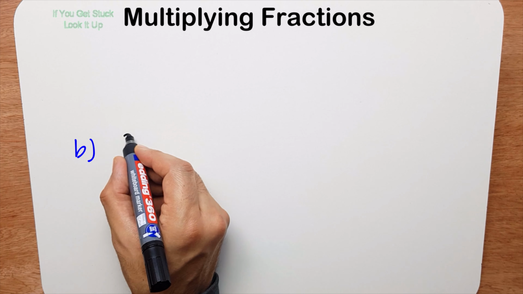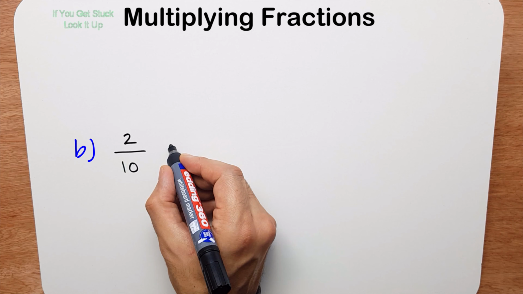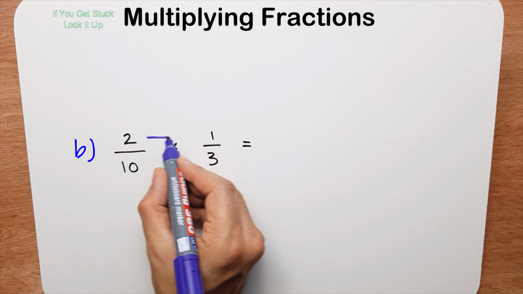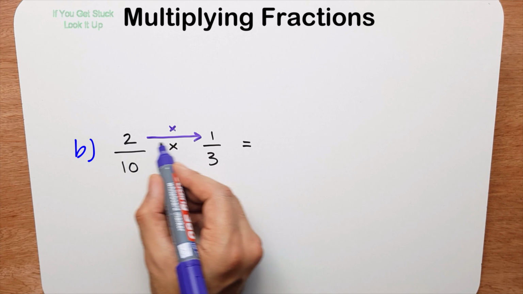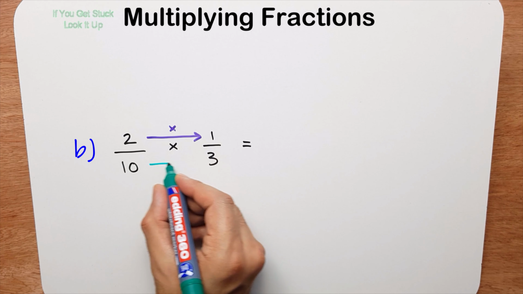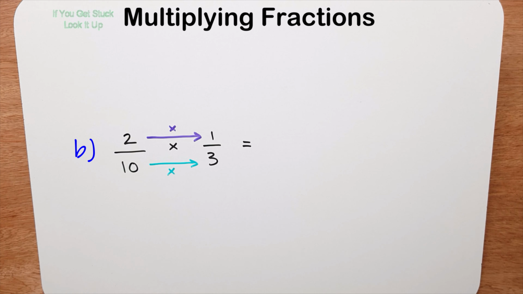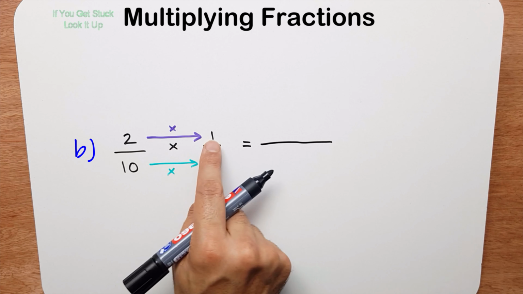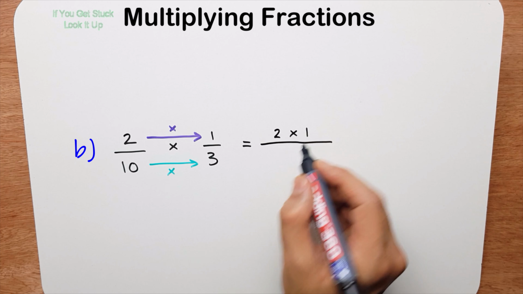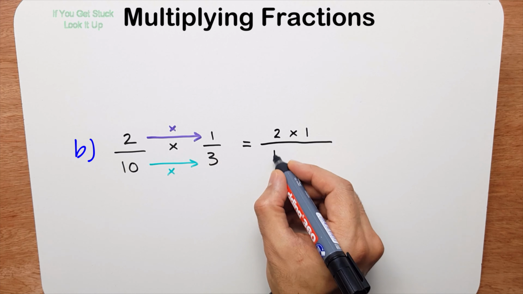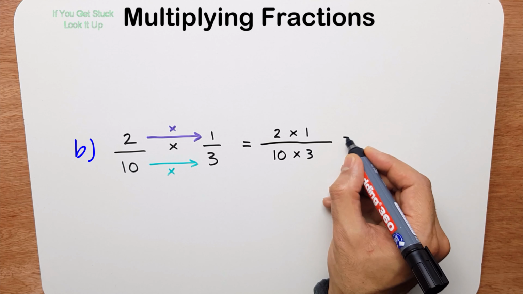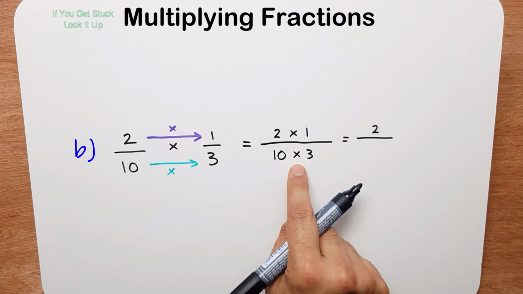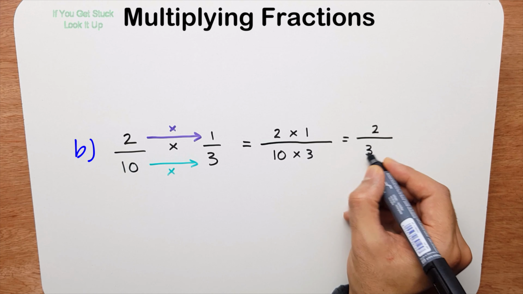Now the next question is 2/10 times 1/3. And multiplying fractions, you multiply straight across. So the top number times the top number, and the bottom number times the bottom number. So we put the fraction line down. 2 times 1. And 10 times 3. 2 times 1 is 2. 10 times 3 is 30.